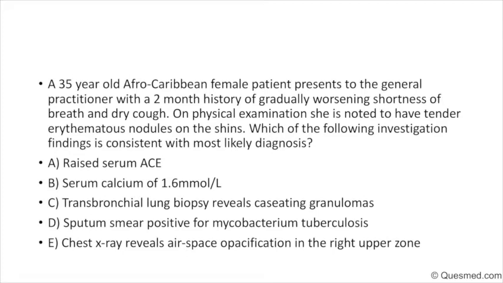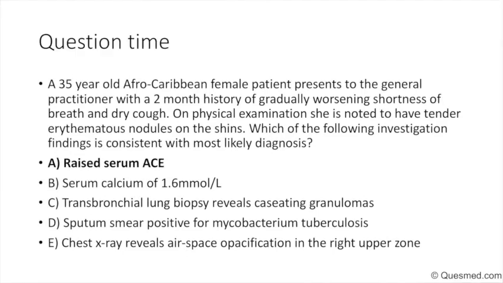So this is the second question. Please pause the screen and have a read. The answer here is raised serum ACE. So ACE can be increased in sarcoidosis.